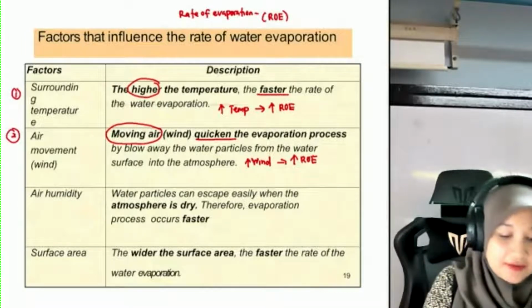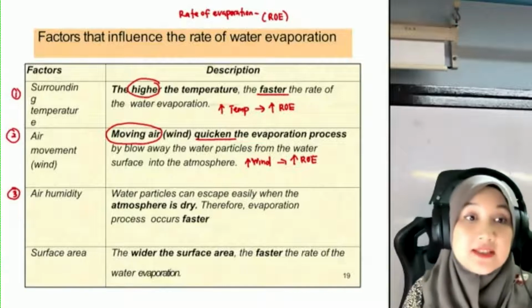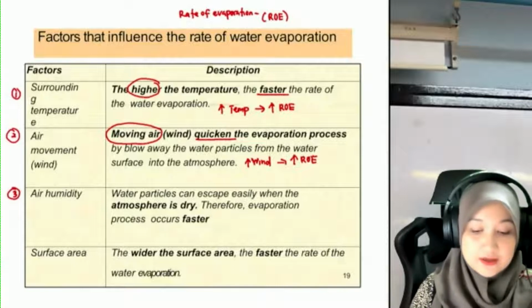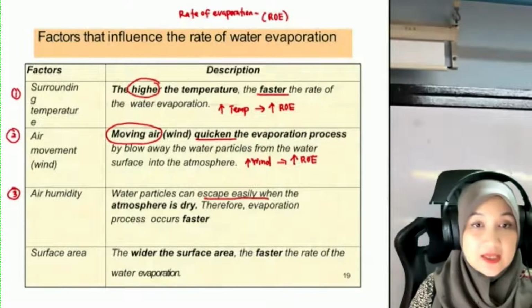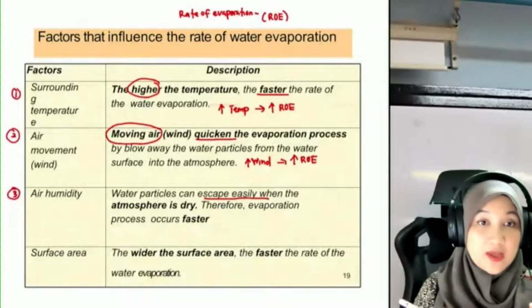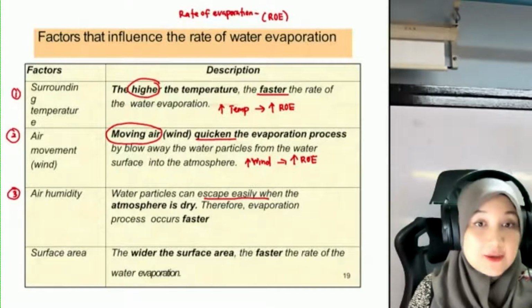Number three is air humidity. Air humidity is kelembapan udara. What is meant by kelembapan udara? It is how easily the water particles can escape into the atmosphere when the atmosphere is dry. So that is what is meant by air humidity.